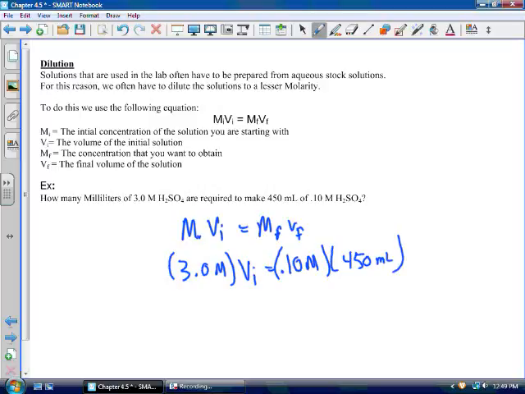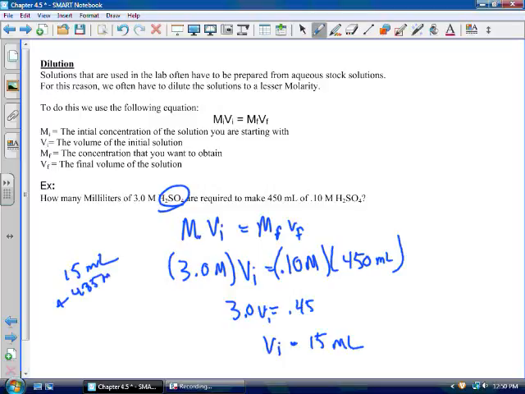Now it's important to understand that in this problem, when you are given Vi and Vf, if they are not in the same units, they must be put in the same units. Vi in this case, since I'm solving for a volume and I'm given another volume, whatever unit Vf is in will be the unit Vi will be in when I solve for it. So mathematically then, we get 0.45 equals 3.0 Vi. So Vi equals 15 milliliters. So in order to make this solution, I would have to take 15 milliliters of my original solution, and I would have to add to that 435 milliliters of water to water it down to make my solution.